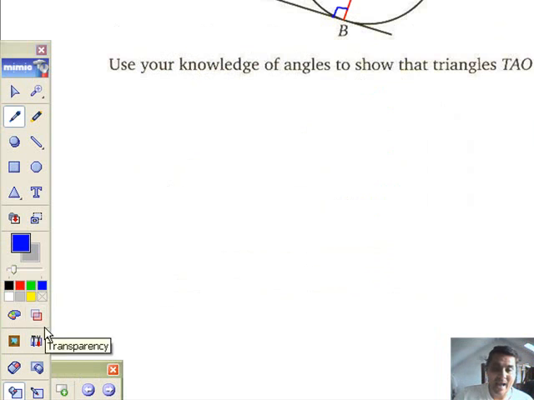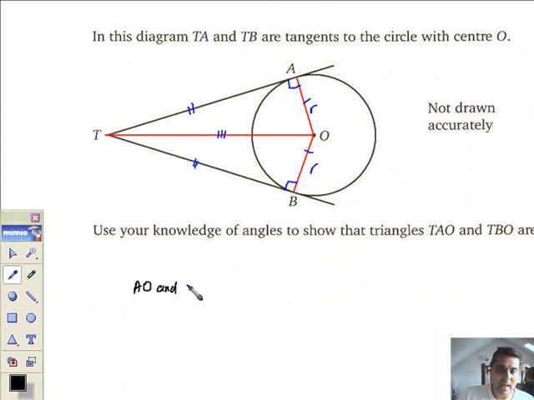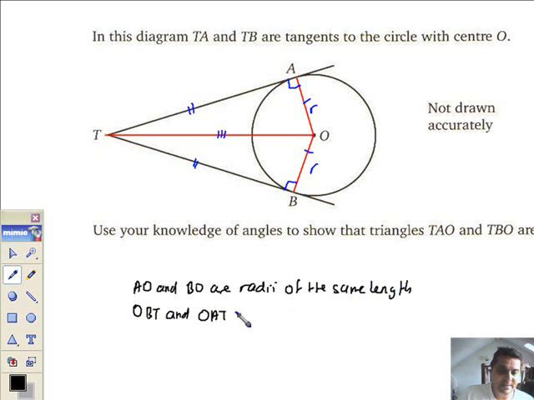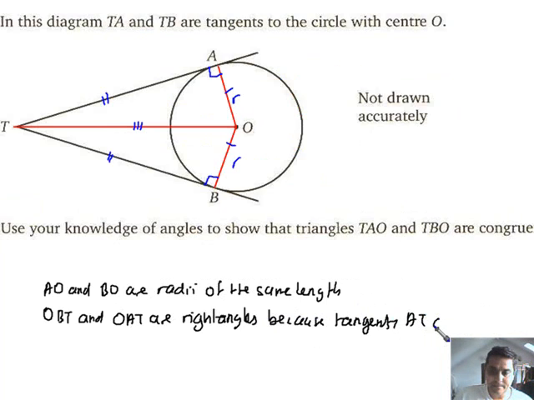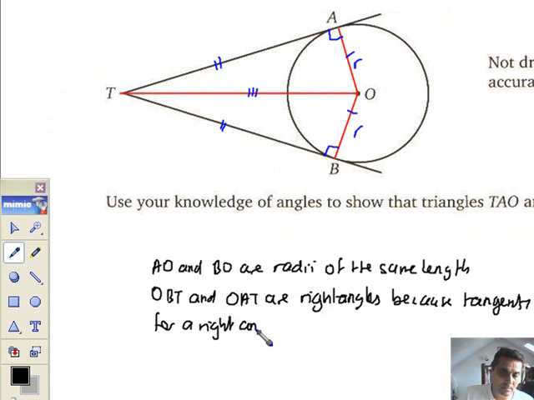So let's just begin to put something down as written evidence. So what do we got? Going for black now. We have got AO and BO are radii. Let's just make it obvious, of the same length, obviously. I also want to say that OBT and OAT are right angles, because tangents AT and BT form a right angle with the radius.